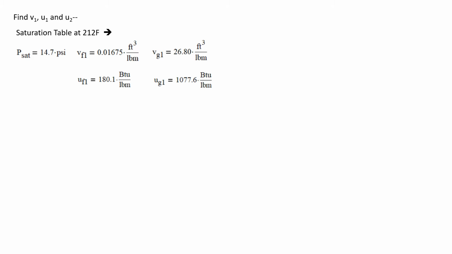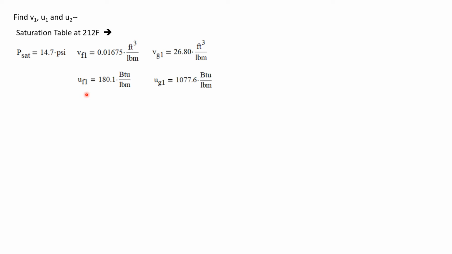So let's begin by finding v1, which is also v2. And to find the heat transfer, we're also going to need u1 and u2. So let's start in the saturation tables for water at 212 degrees Fahrenheit. We see that the saturation pressure is 14.7 psi, and v_f at state 1 is 0.01675 cubic feet per pound mass. v_g at state 1 is 26.80 cubic feet per pound mass. Remember that this is a saturated mixture in the tank. There is some saturated liquid and some saturated vapor. So we now have the specific volume for both of those fluids.